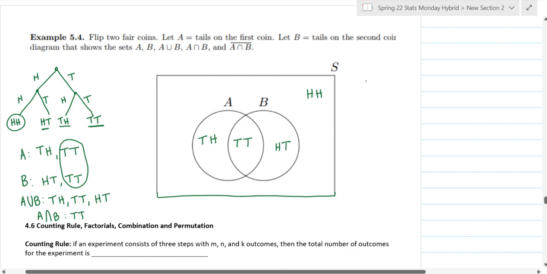A intersect B complement, that's everything but tails, tails. So that's heads, heads, tails, heads, or heads, tails. It's everything but this. But A union B complement, that's everything but what's in the circles, so that's just heads, heads.